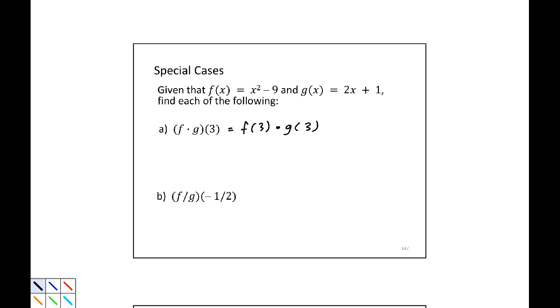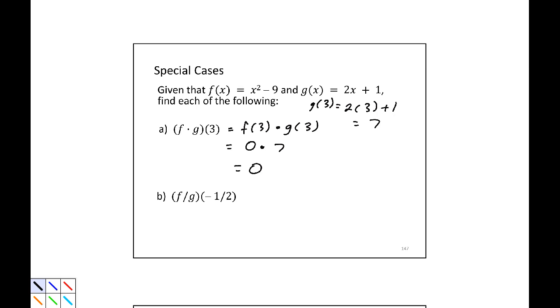Well, if we find f of 3, that would be 3 squared minus 9, which is actually 0. So 0 times, and then g of 3 would be 2 times 3 plus 1, which would be 7. So 0 times 7, which is 0. So with a product, if either function is 0, then the product is 0. That's how real numbers work.